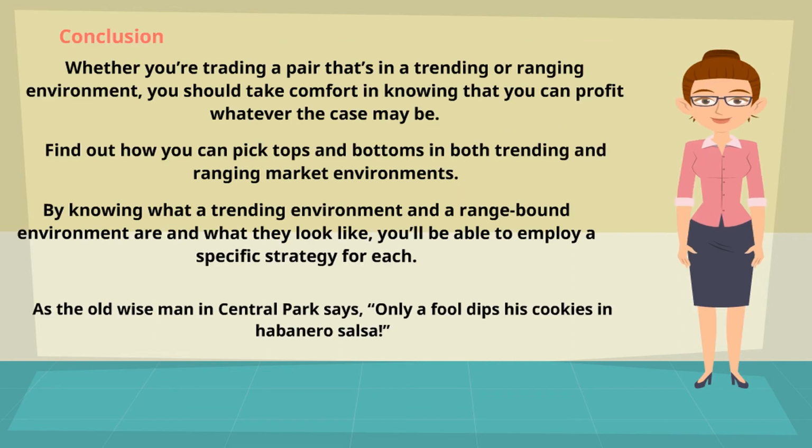Conclusion: whether you're trading a pair that's in a trending or ranging environment, you should take comfort in knowing that you can profit whatever the case may be. Find out how you can pick tops and bottoms in both trending and ranging market environments. By knowing what a trending environment and a range-bound environment are and what they look like, you'll be able to employ a specific strategy for each.